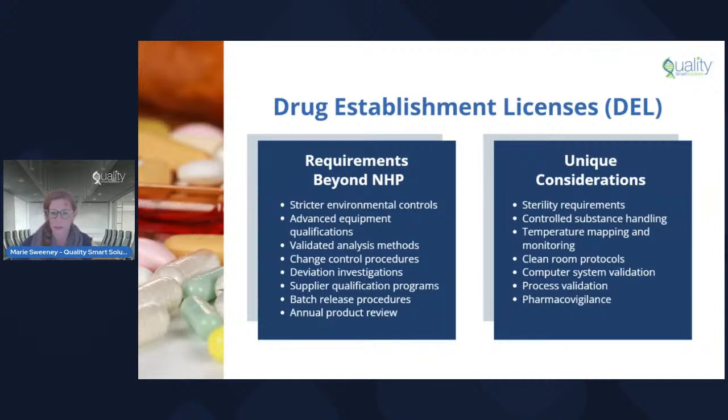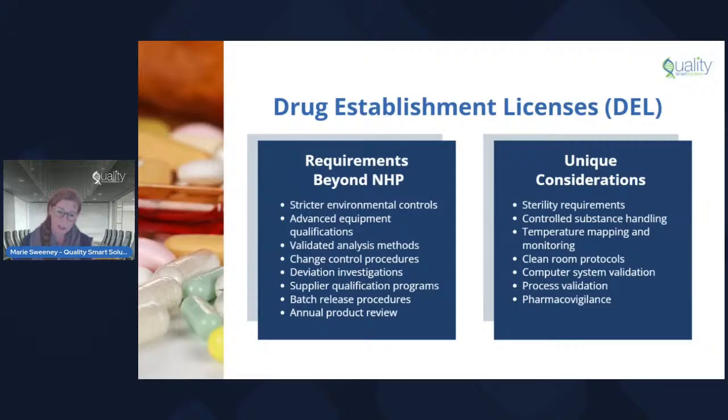Then you have a supplier qualification program. So engage in comprehensive assessments and ongoing monitoring of all of your suppliers. You know, the quality of your supplies equals the quality of the product that you are bringing to market. And then as well, you want to have batch release procedures in place to review and release each batch by a qualified individual. There are annual product reviews as well that are required. So a systematic evaluation of product quality and manufacturing performance.